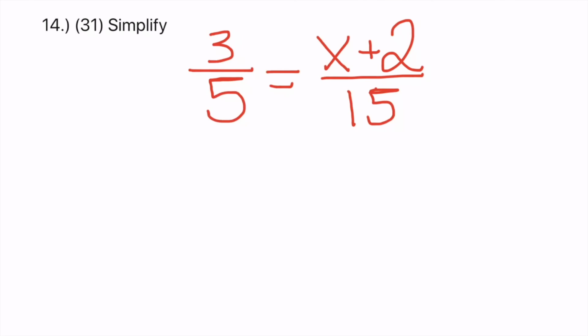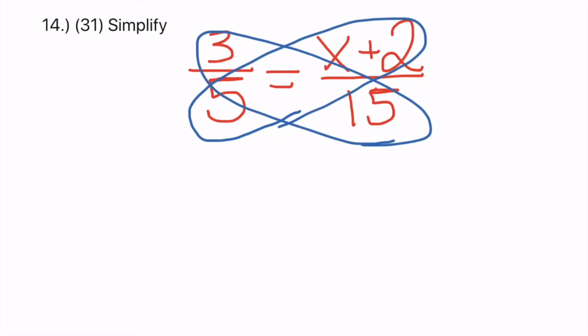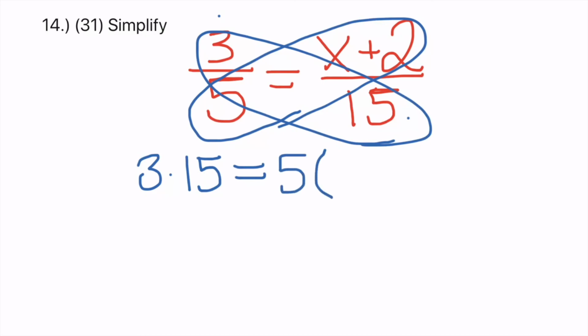Simplify. Now notice this is a proportion because we have 2 fractions that equal each other. So we use, some people call it the Jimmy Neutron, or we just find our cross products and set them equal to each other. So let's start here. 3 times 15. So 3 times 15 equals, and now we do our other cross products. 5 times, I'm going to put this in parentheses because I want to keep that group together, x plus 2.